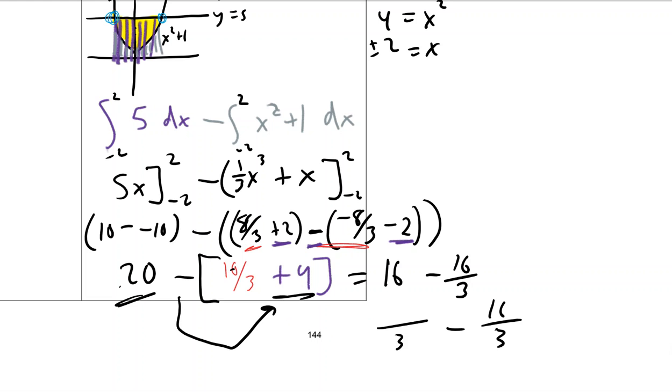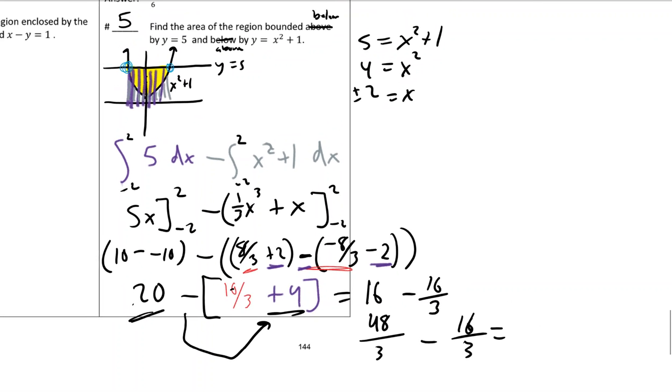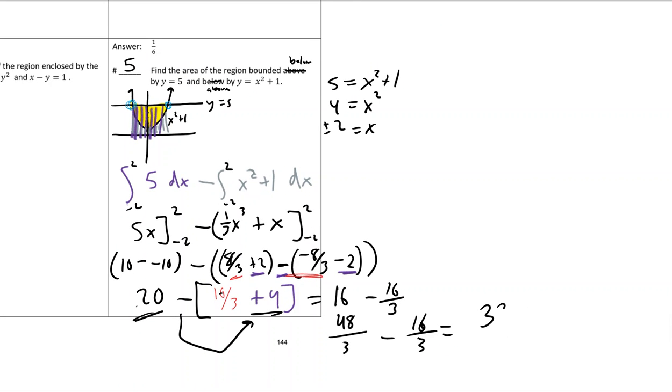So 16 is 48/3. And 48/3 minus 16/3 is 32/3.